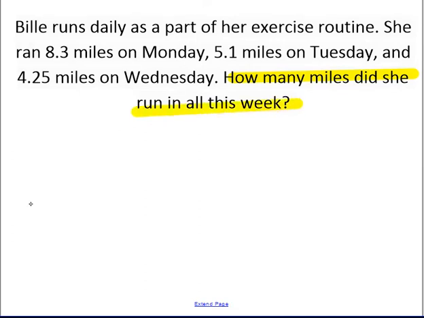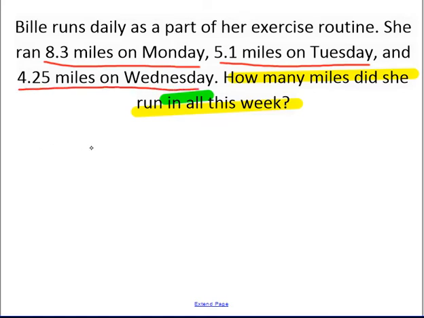The next thing I need to do is highlight the keyword that tells me the operation. And this one should be pretty bold, in all. That's going to tell me addition. So I'm going to go ahead and add up my decimals here because she ran 8.3 miles on Monday, 5.1 miles on Tuesday, 4.25 miles on Wednesday, and it wants to know how much she ran in all.